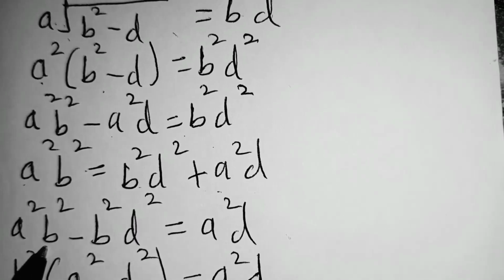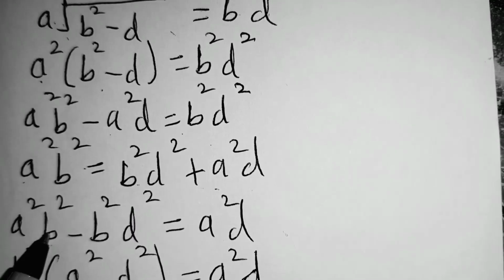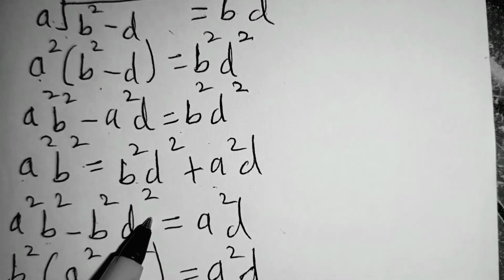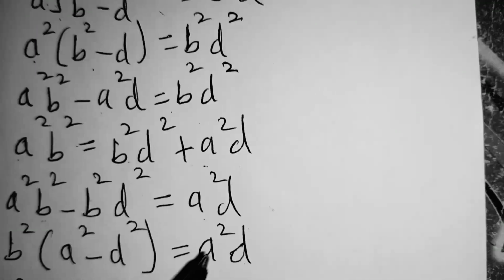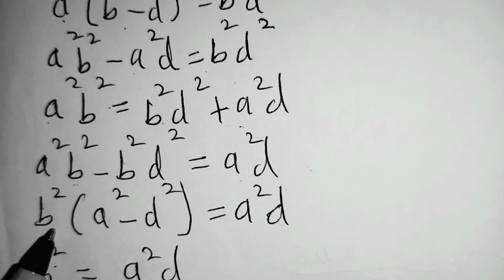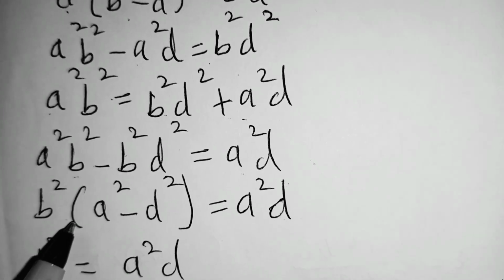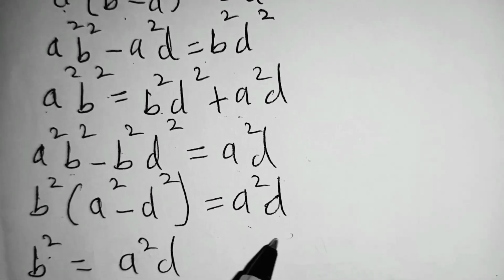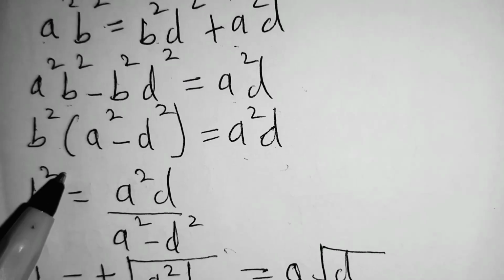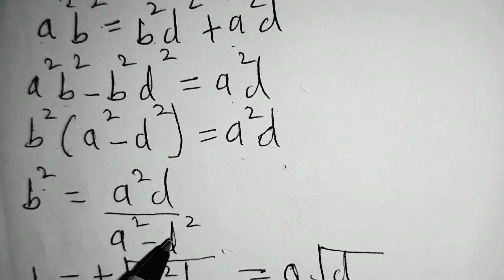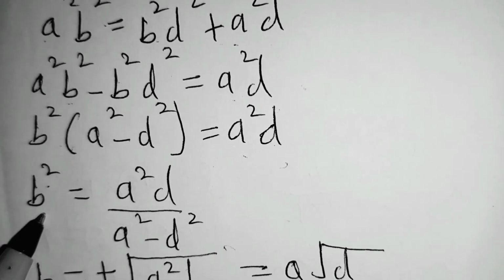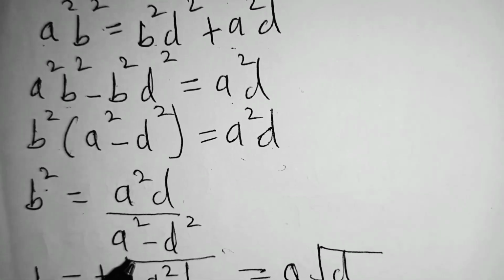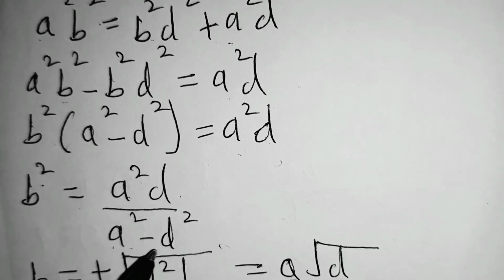Then you collect the terms with b's. A squared b squared minus b squared d squared is equal to a squared d. Then we factor b squared on the left hand side, so that you are left with a squared minus d squared, which is equal to a squared d. Then we divide by a squared minus d squared both sides, so that you shall be left with b squared, which is equal to a squared d divided by a squared minus d squared.